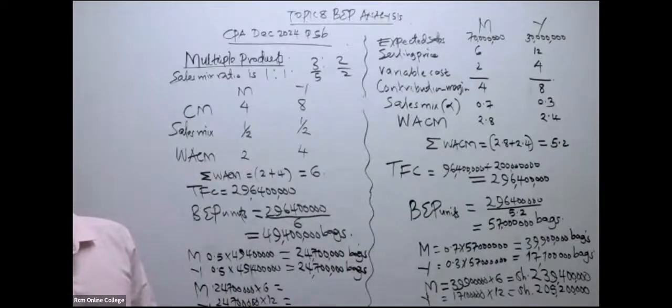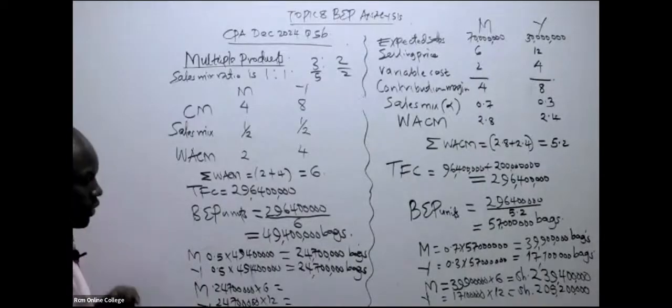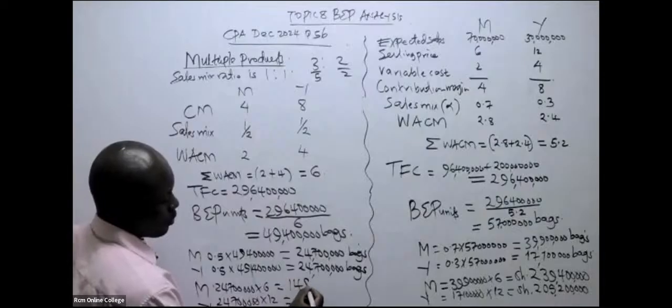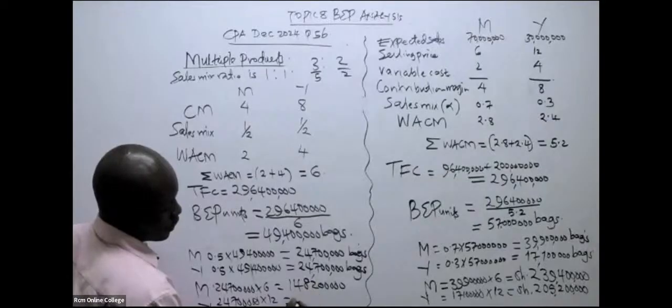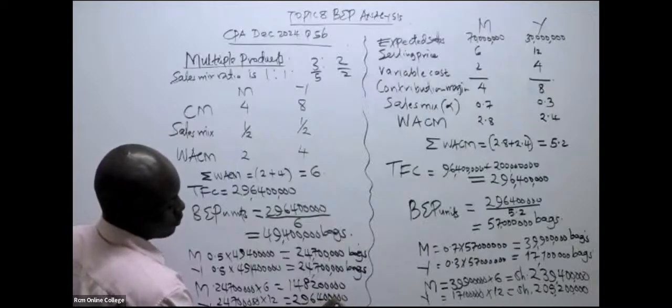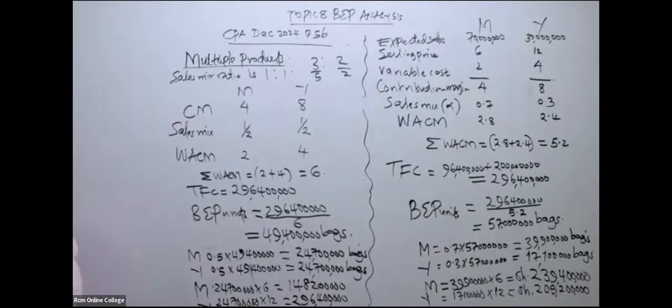Well, I know Y will be double of what we have, 148,200,000. So this must be 296,400,000. Good. Yeah, that is it. If you want it for the whole organization, you add the 2, then you are good to go.